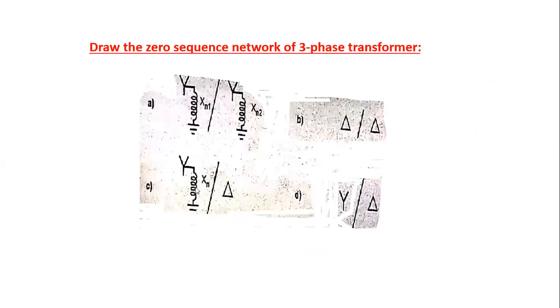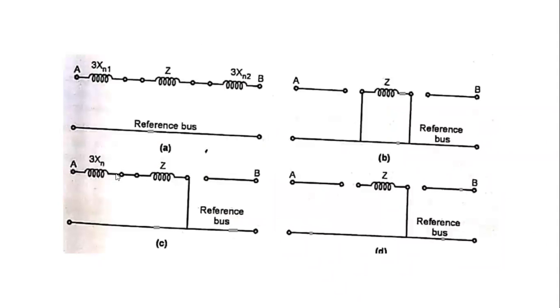In the primary side we have the grounding, that is star with the grounding. That's why we are considering star with the grounding. Only in the secondary side do we have an ungrounded system and delta connection. Therefore the system is like this.